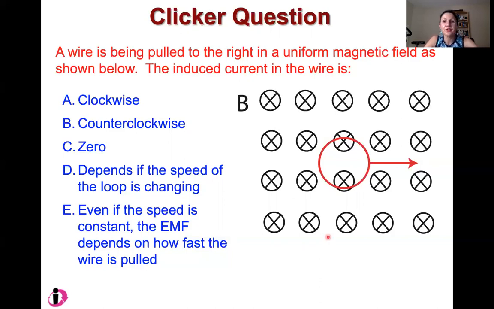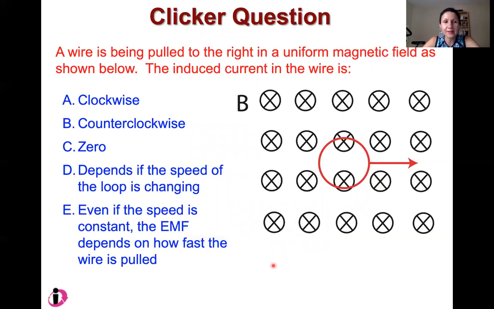All right. So we have this wire, in this case it's a circle. This arrow just represents its direction of motion. It's being moved to the right in this uniform magnetic field. These circles with the crosses, what do they tell us? They tell us that the magnetic field is going into the board. What is the induced current in this wire as it moves through this magnetic field, which is constant?